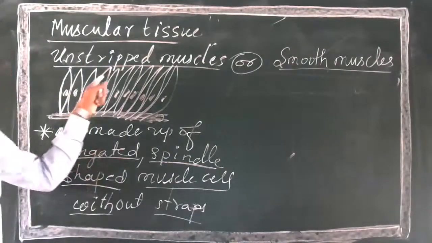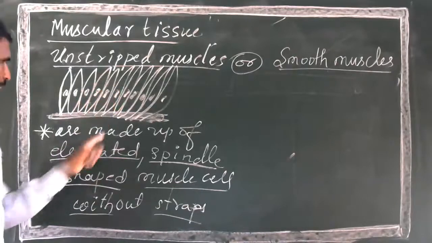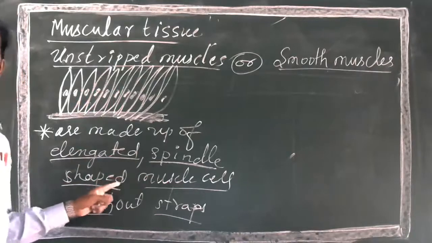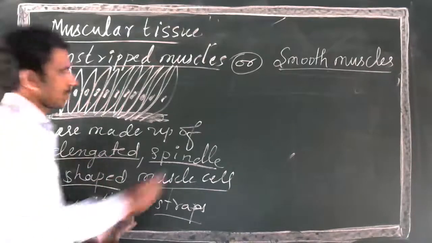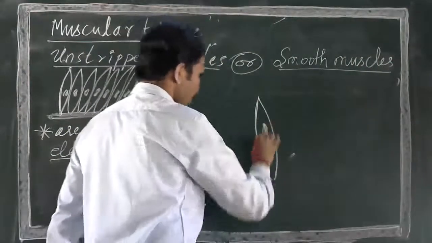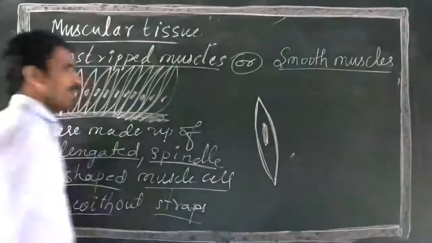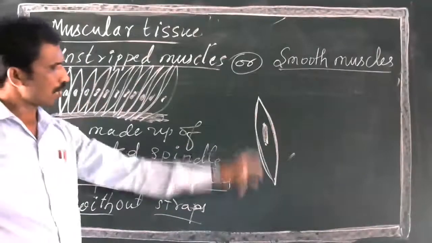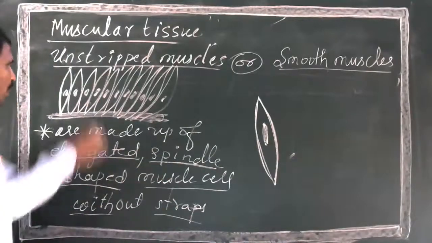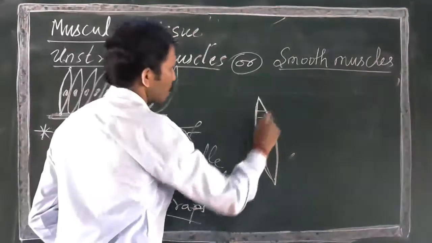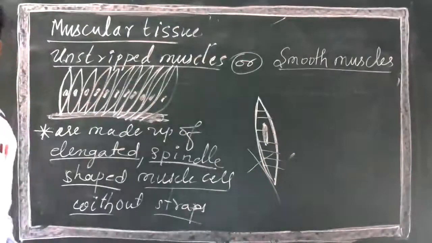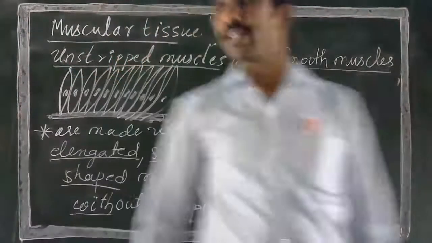Okay. So unstriped muscles are actually made up of elongated, spindle shaped fibers. Spindle shaped means both the ends are sharp, like pointed. That's called spindle shaped. Without stripes. There are no stripes over here. Stripes are absent. These are called smooth muscles.